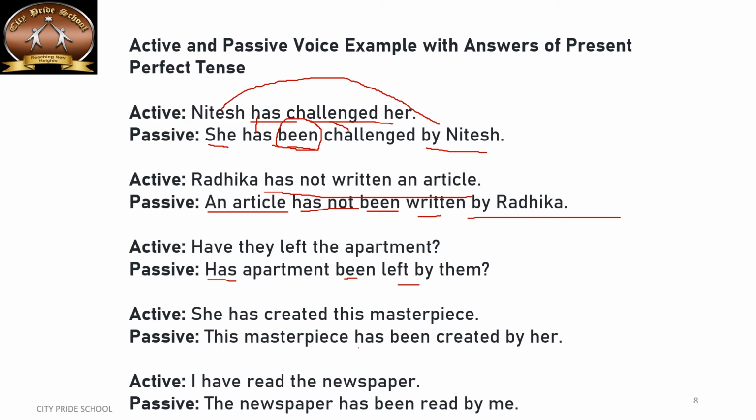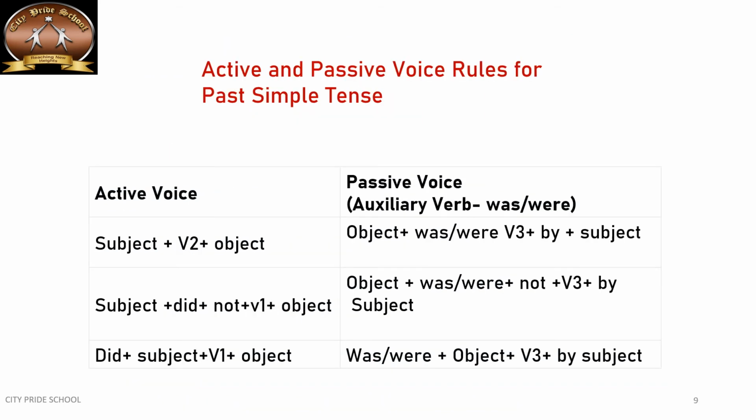Now here this masterpiece has been created. What we added again here is been. It is B-double-E-N, and being is used in present continuous tense, B-E-I-N-G, because it is an ing form of verb. And I have read the newspaper: the newspaper has been read by me.